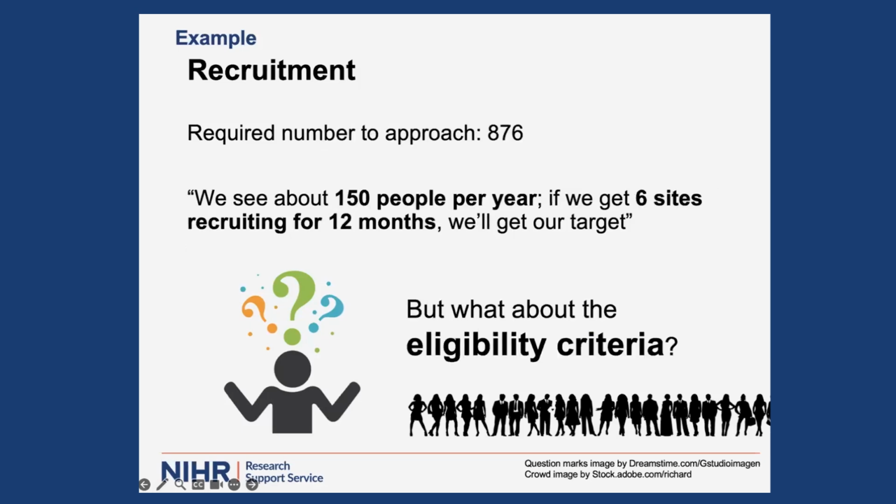So you might say, well, we see 150 people per year. So if we got 6 sites recruiting for 12 months, we'd hit our target. But that's people in general. What about once you've included all those eligibility criteria? What do those numbers then look like?